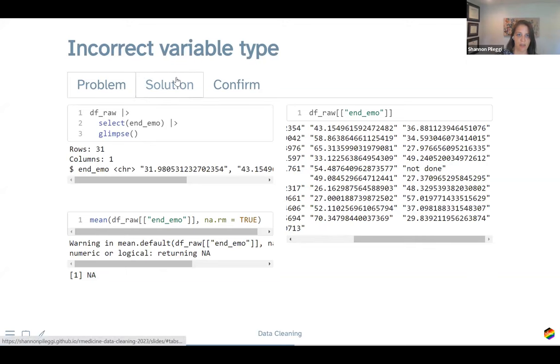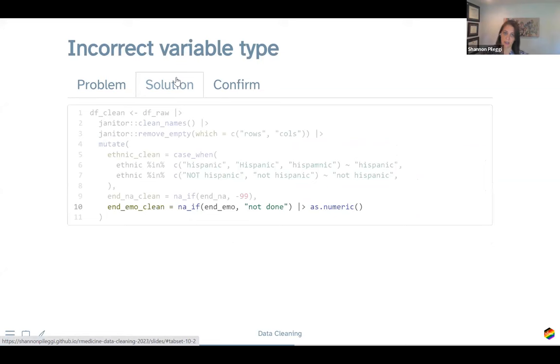So let's look at our solution. Again, I'm going to create a clean version of this variable. So I'm going to say end emo should be NA if it takes on a value of not done. And then I'm going to pipe that result into another function. So all this is going to do is replace that not done value with NA, but we're still going to have that problem that that variable is character. So then I'm going to pipe it into the as numeric function, and that's actually going to coerce that variable to now be a numeric variable.